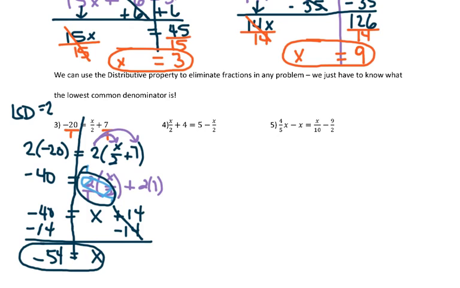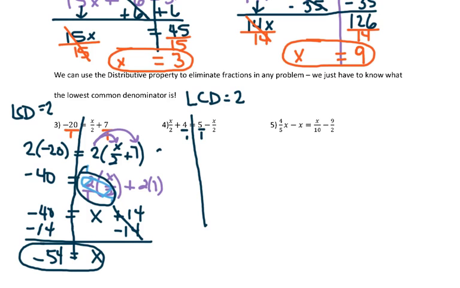Let's move on to example 4. So with example 4, we have x over 2 plus 4 equals 5 minus x over 2. So I'm going to start by putting 4 over 1 and 5 over 1, so I have all fractions. And the LCD for this one, we have 2, 1, 1, and 2. So the LCD, that's the lowest common denominator, is 2 again.